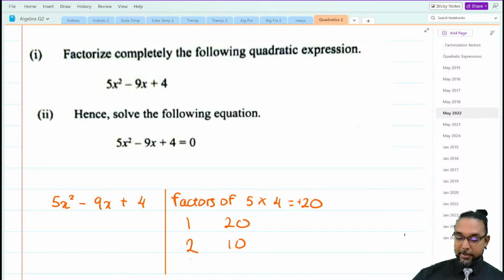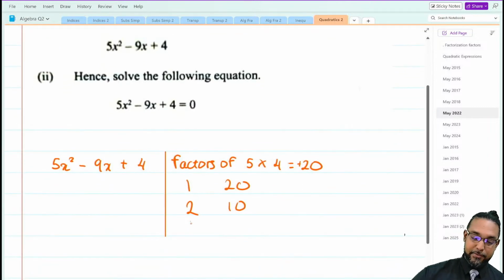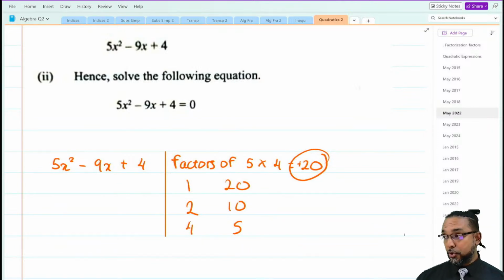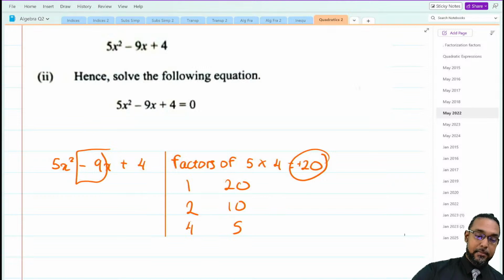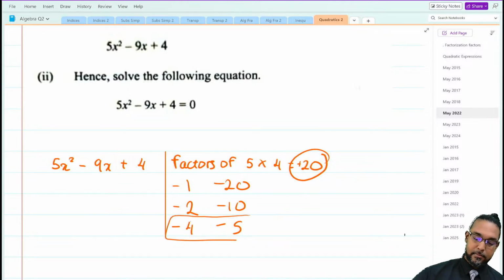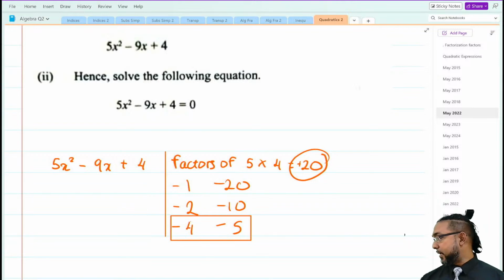So yeah, 1 by 20, 2 by 10, and 4 by 5. Right now, it's a positive product, so the factors have to have the same sign. How do we know what sign that is? The middle term dictates that. Which of these pairs gives us -9 when you add them together? -4 and -5. Right.